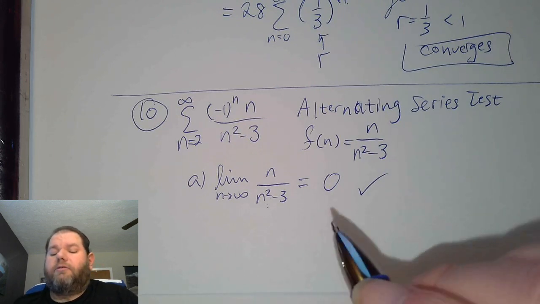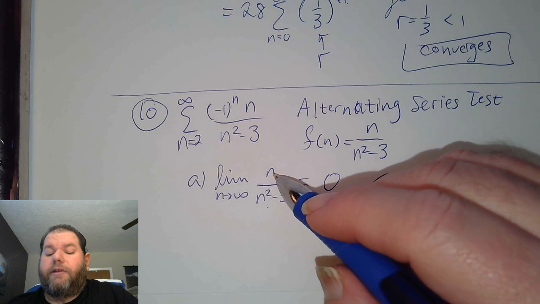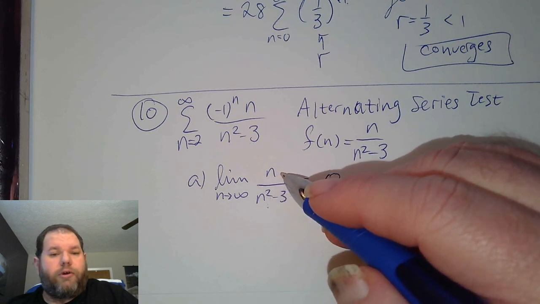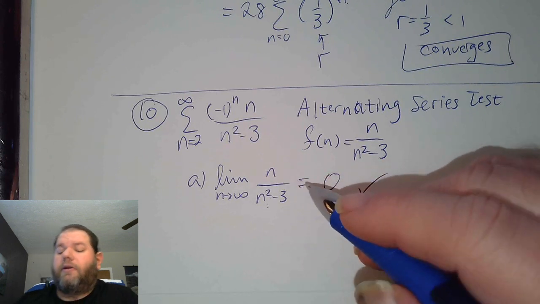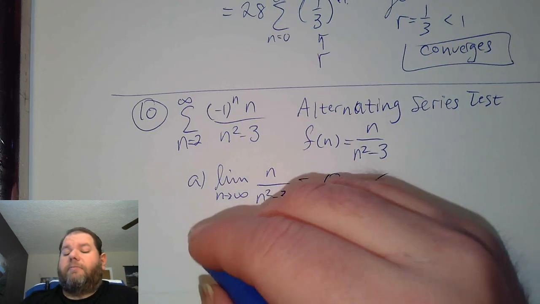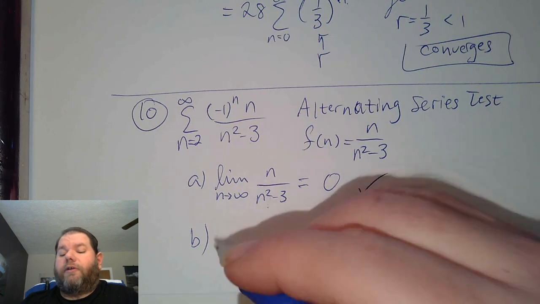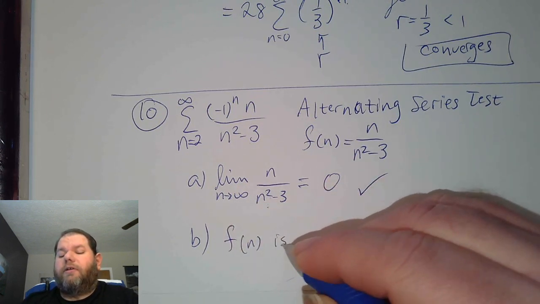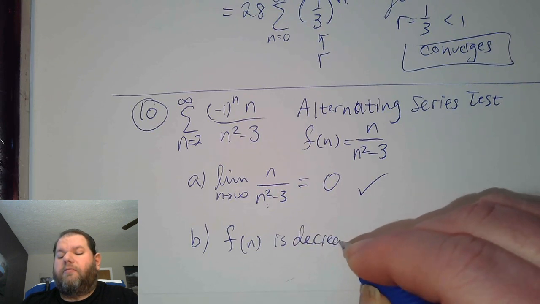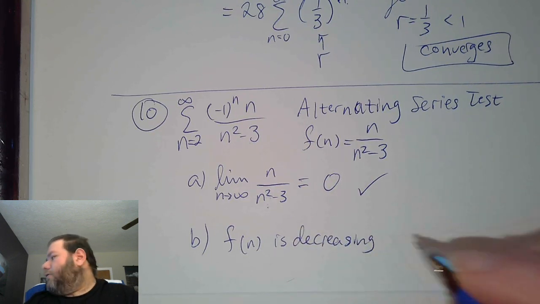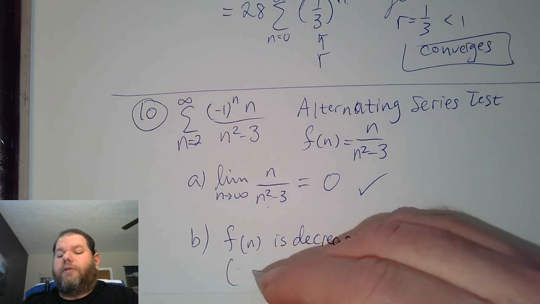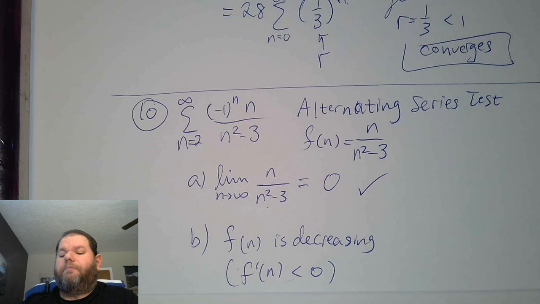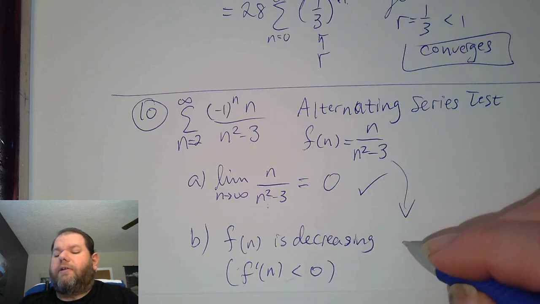And here, if you prefer, you could use L'Hopital's rule and it'll work on the first attempt, and it still shows the same outcome. The second one is to show that f of n is decreasing, and again, the way that we typically show that is to show that f prime of n is less than 0. So let's look at f prime.